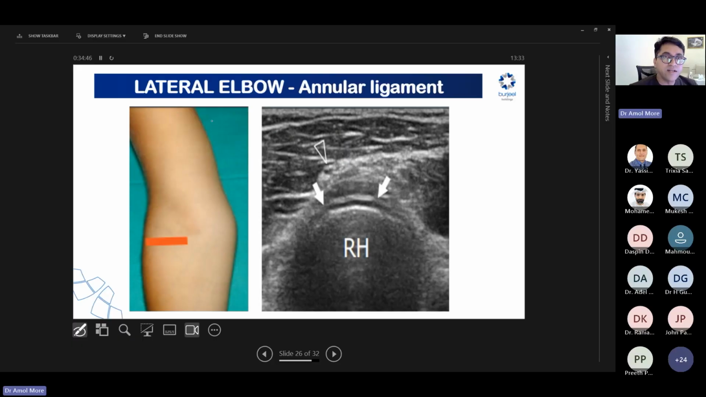Along the anterolateral aspect, second structure which we see is our annular ligament. This is the radial head. This is the nice hyaline cartilage along with it. And this is nothing but your annular ligament, which is less likely involved in the injuries.